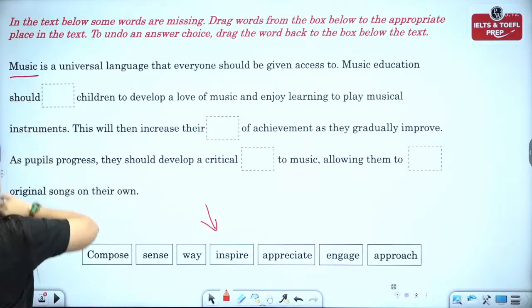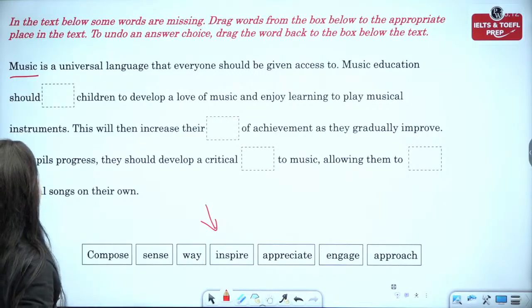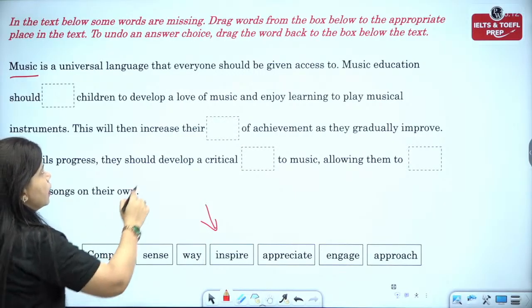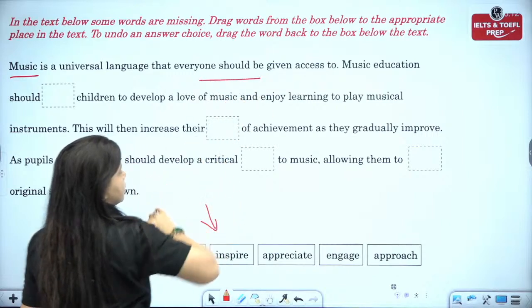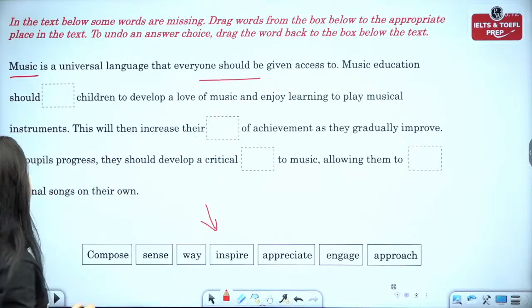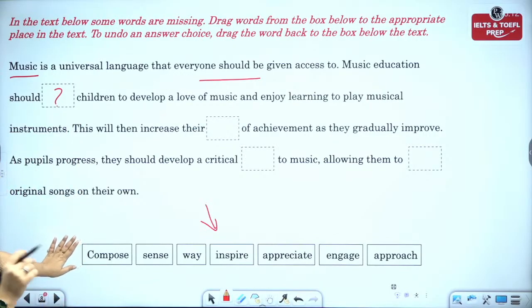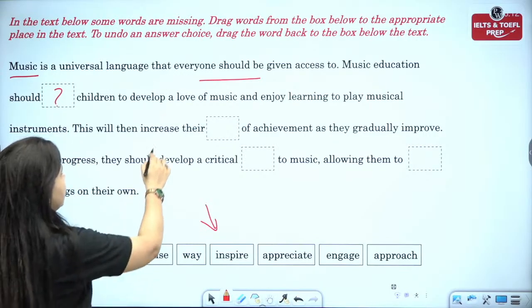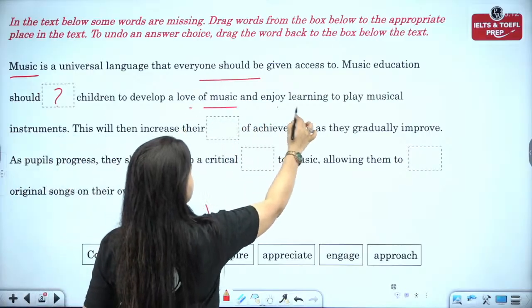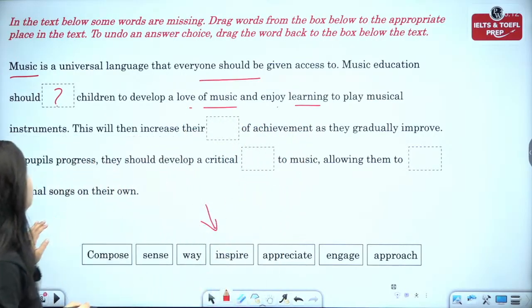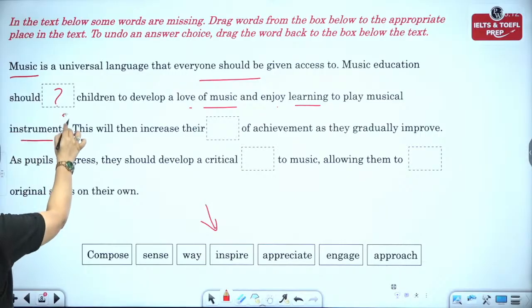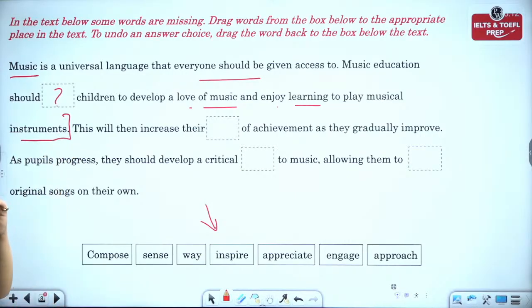Now the very first sentence over here says, music is a universal language that everyone should be given access to. Music education should dash children. Music education should what children? To develop a love of music and enjoy learning to play musical instruments. We have to read the whole sentence, and that's what we have done.